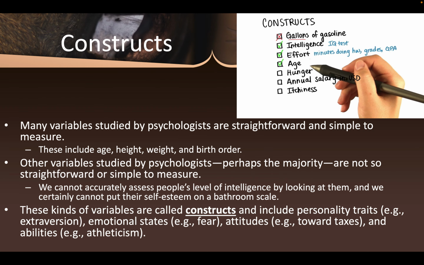Many variables studied by psychologists are straightforward and simple to measure. These include your age, your height, your weight, and birth order. Other variables studied by psychologists, perhaps a majority, are not so straightforward or simple to measure. We cannot accurately assess people's level of intelligence by looking at them, and we certainly cannot put their self-esteem on a bathroom scale. These kinds of variables are called constructs and include personality traits, for example extroversion, emotional states such as fear, attitudes such as toward taxes, and abilities such as athleticism.